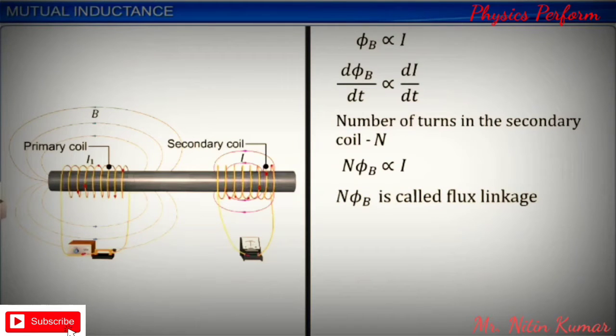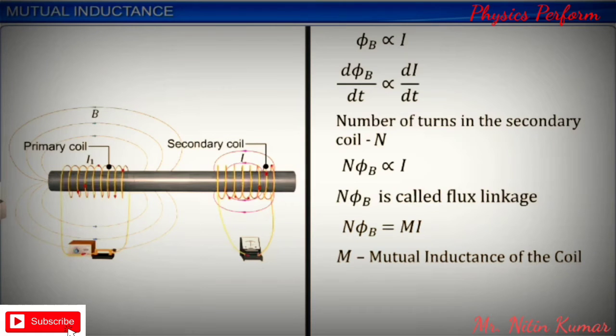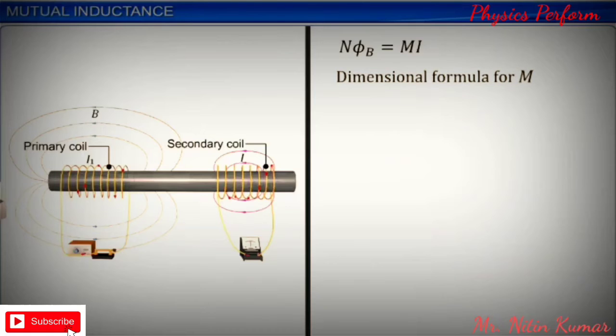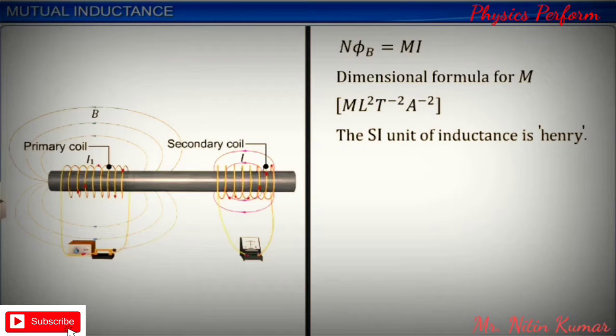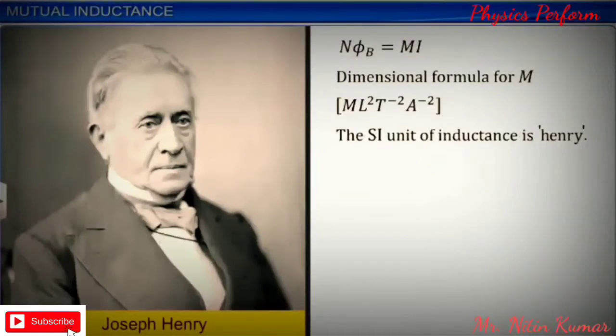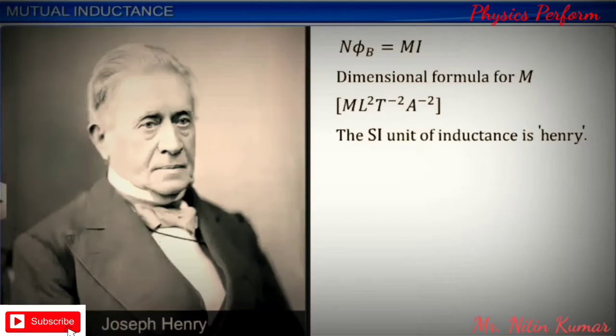The constant of proportionality M between the flux linkage and the current is called the mutual inductance of the coil. Inductance is a scalar quantity and has the dimensions M L squared T to the power minus 2 A to the power minus 2. The SI unit of inductance is Henry, named after the scientist Joseph Henry, and is denoted by H. 1 Henry is equal to 1 Tesla meter squared per ampere.